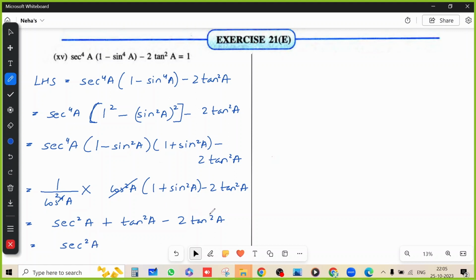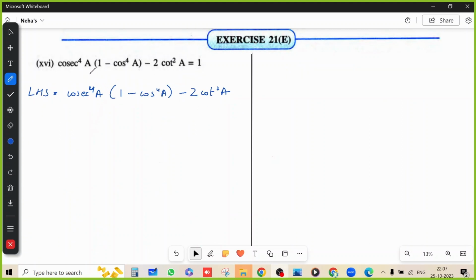Tan square A minus 2 tan square A will become minus tan square A, and sec square A minus tan square A is equal to 1, as we know that sec square theta is equal to 1 plus tan square theta. Therefore, sec square theta minus tan square theta is equal to 1, which we have already got. So this is equal to the RHS, and hence we have proved that the left hand side is equal to the right hand side.